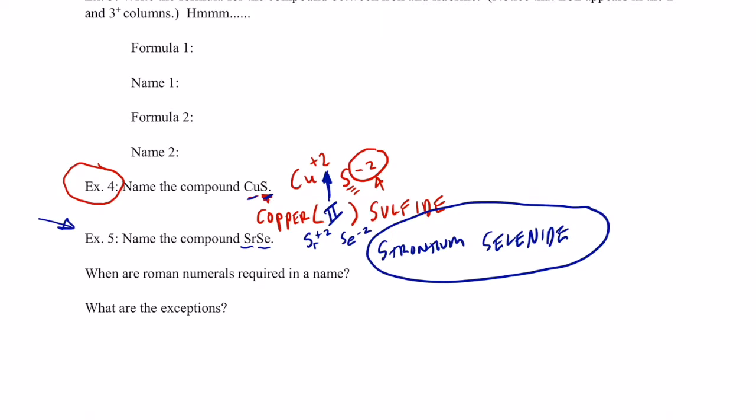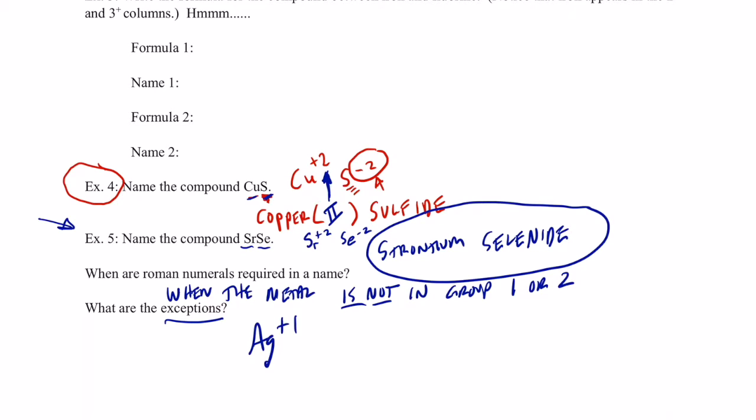When are Roman numerals required in a name? So it's when the metal is not in group 1 or 2. Are there any other exceptions to that? Yeah. Silver is an exception. It's always positive 1. Zinc is an exception. It's always positive 2. Cadmium's always positive 2. And aluminum is always positive 3. All other metals will need Roman numerals in their name.